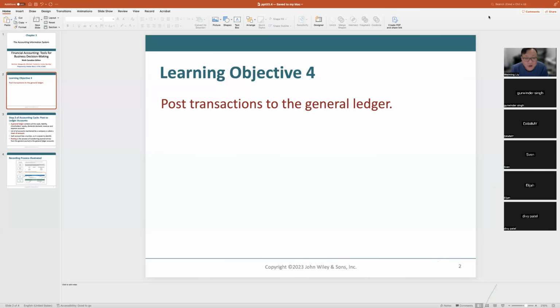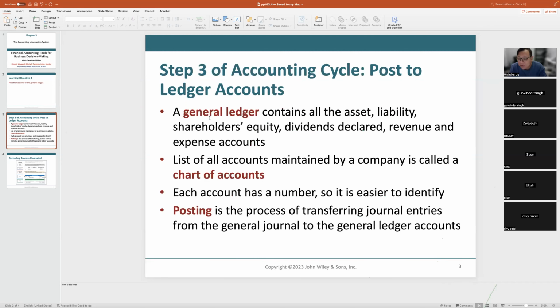To this computer. Okay. So learning objective number 4, post transactions to the general ledger. So what is the general ledger? General ledger contains all these accounts, right? So you have seen that accounting equation, there are different accounts. General ledger will contain all these accounts: assets, liabilities, shareholder equities, dividend declared, revenue, and expenses.